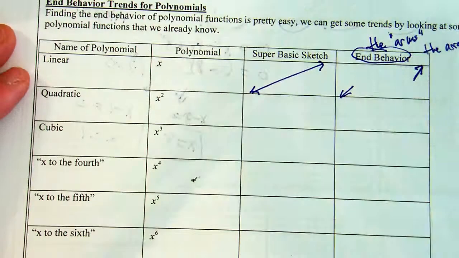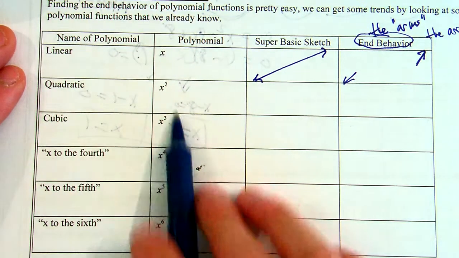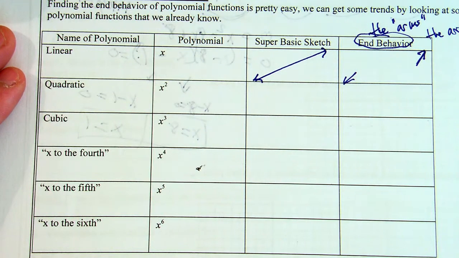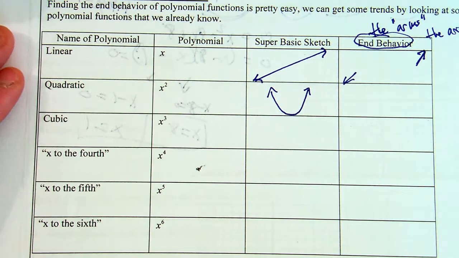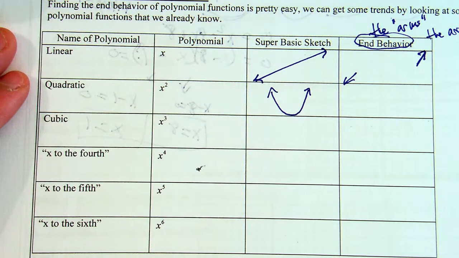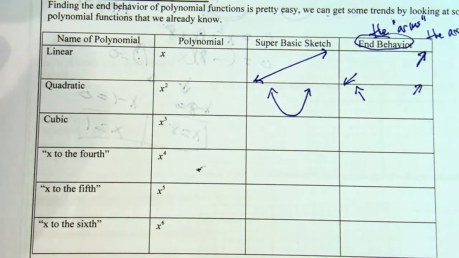Now we're going to do a quadratic. What does a quadratic look like? Yeah, it looks like a U, right? So what is the end behavior going to be? Both arms are up. True?